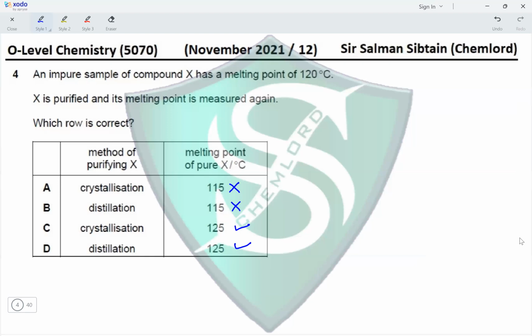Now X is purified and its melting point is measured again. So purification would include crystallization. So if crystallization is the option here, then option C is the correct option for this question.